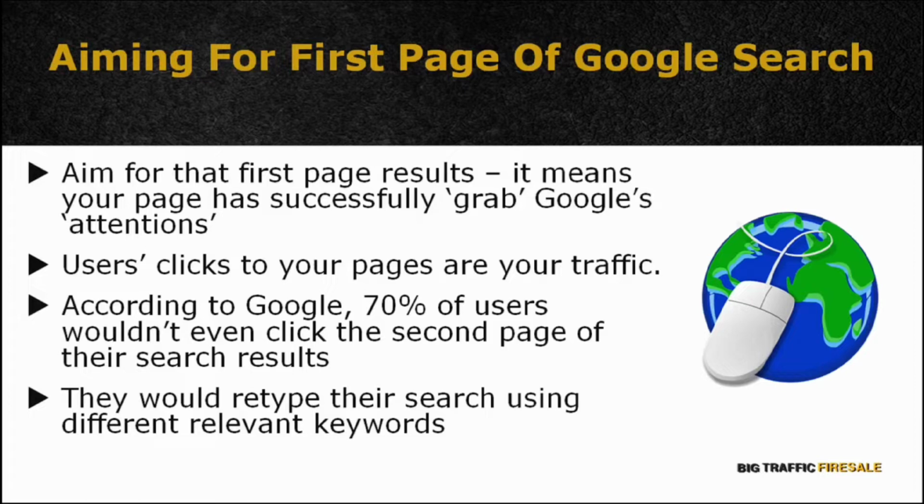Their clicks are your traffic. Research shows that 70% of Google users wouldn't even click the second page of their search results. If they can't find it in the first page, they would retype their search using different relevant keywords. Thus, the cycle continues.